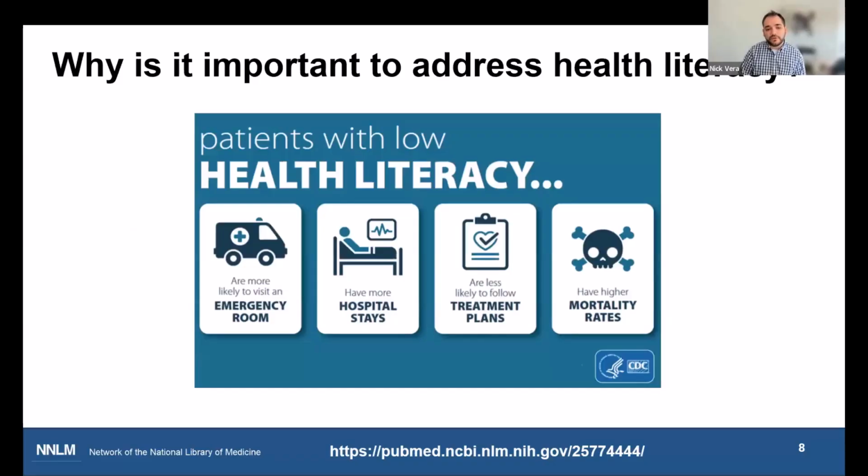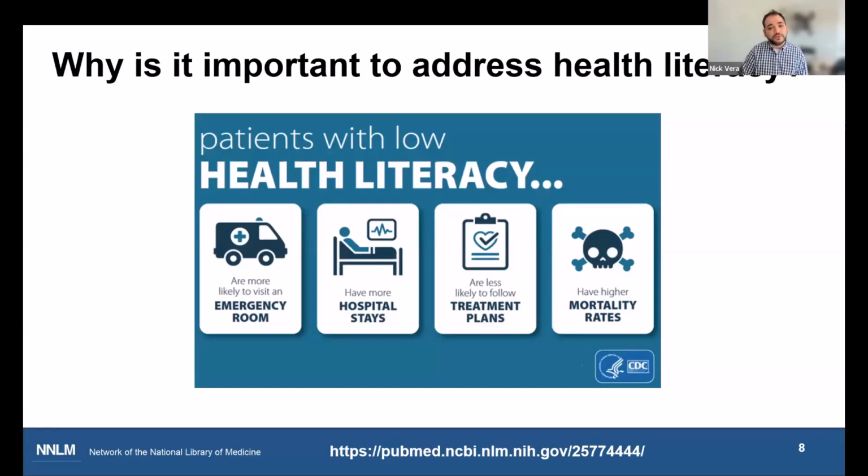So why is addressing health literacy important? Well, the simple answer is that low health literacy leads to poor health outcomes. For example, people with low health literacy are more likely to visit the ER and to have more hospital stays. One study showed that they are not only more likely to visit the ER, they are also more likely to return within 2 weeks.